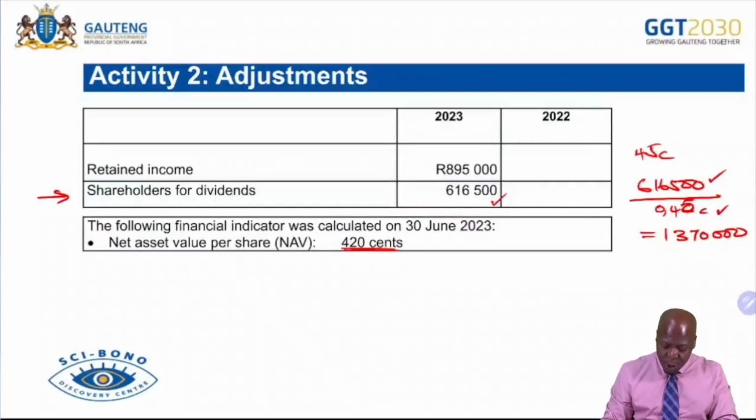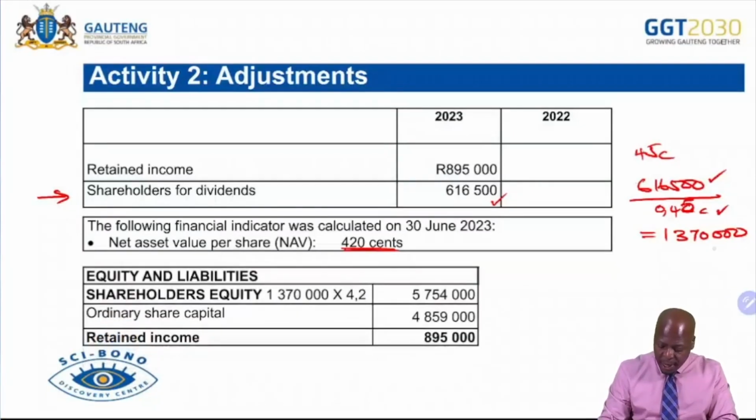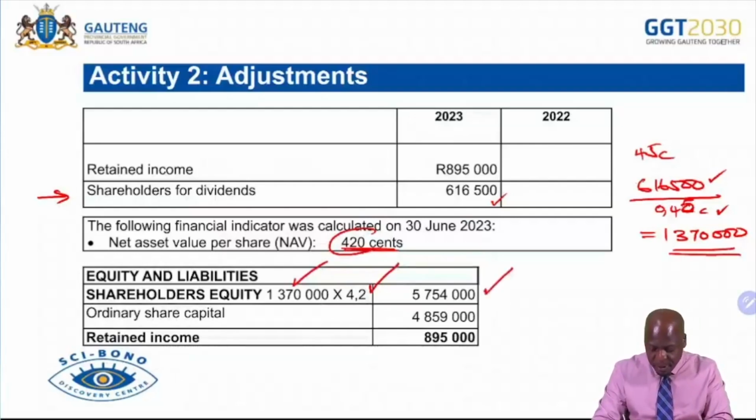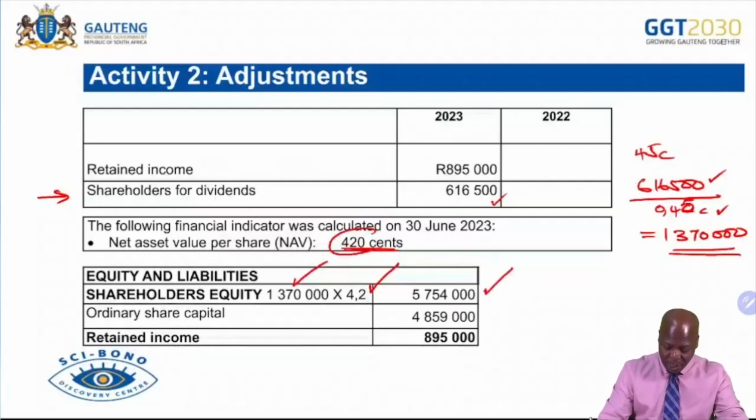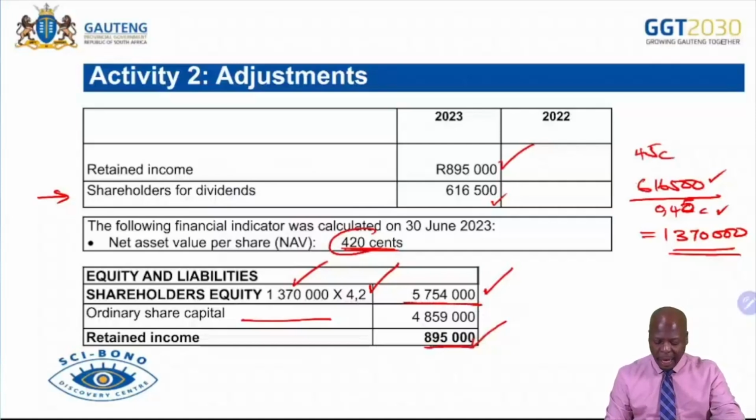So we had 1,370,000 shares when we were declaring final dividends, which therefore means if I want to get my shareholders' equity, I would take that number of shares, which is 1,370,000, then I simply multiply it by my NAV, which is 4.2. Then I end up with 5,754,000. Once I have that one, it is easy because remember I have my retained income here. Then I can simply say my shareholders' equity, which is 5,754,000 minus 895 to get your 4,859,000.